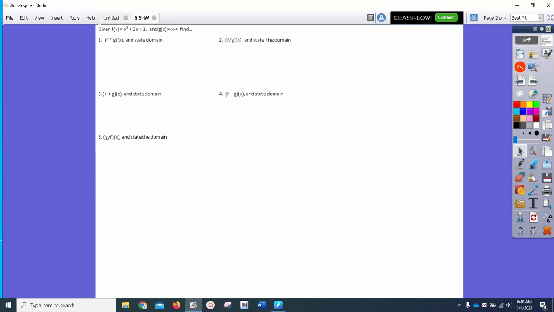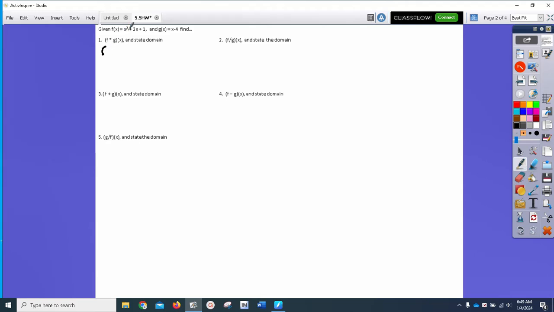So this is 5.5, which is function composition. It's pretty basic. You shouldn't have a problem with it if you understand what it's asking. Like number one is f times g. It's not a hard problem. I guess for some kids it is.